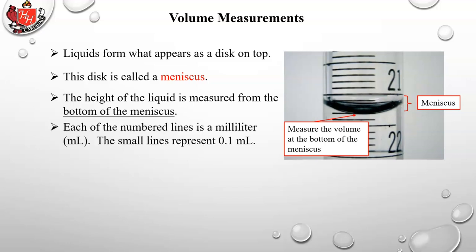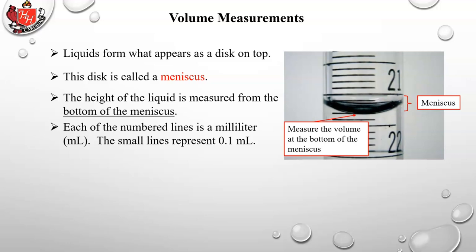So each of the numbered lines is a milliliter. 21 is a milliliter, 22 is a milliliter. The small lines represent 1/10 of a milliliter. So think about it. Stop the video, and how would you read that measurement? Well, it's increasing as you go down. So as you go down, it's going from 21 to 22. And it looks like it's going down about 3 smaller lines below 21. So that would be 21.3.